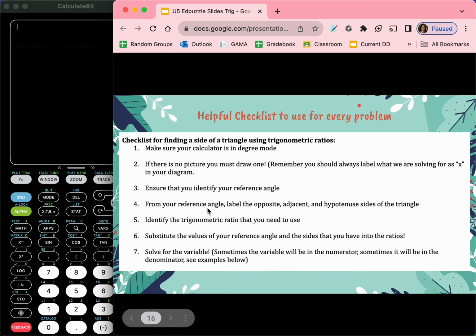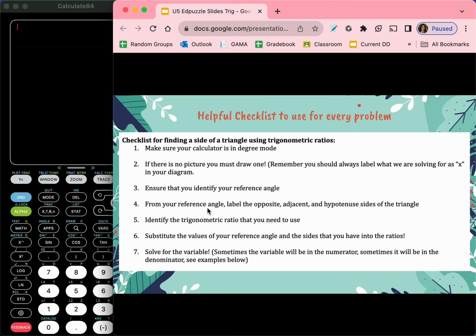Alright, so this is a checklist that you have to find a side of a triangle using our trigonometric ratio. Our first step was what we just did: we want to make sure our calculator is in degree mode. Second step, you know this, if there's no picture, we have to draw one. And we should always label what we're trying to solve for as x in our diagram, just so that we have a visual representation of what's going on. We also want to identify our reference angle. And then from our reference angle, just like we did in the trigonometric ratios lesson, we want to label the opposite, the adjacent, and the hypotenuse sides of our triangle. Then identify the ratio that we're going to use, and then substitute our numbers in and actually solve.